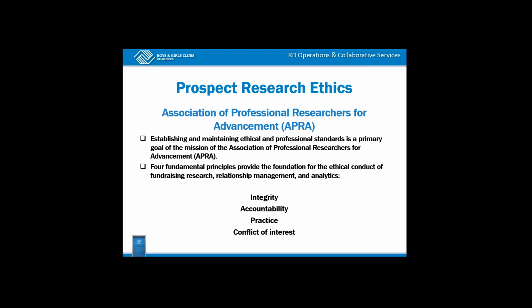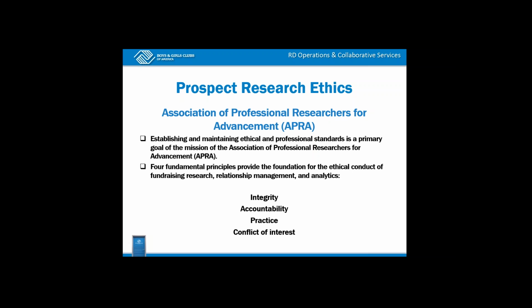And so for the APRA Code of Ethics, we're held to some guiding principles of integrity, accountability, practice, and conflict of interest. We're making sure that we're doing research for the right reasons, and that we're using the information in the correct way, we're accurate in what we do. We're held accountable not only to our organization for the information we find, but also to our donors, making sure that we're being discreet and professional about the type of information we find and how we share it. And then for conflict of interest, we're making sure we're not using this information for purposes outside of our organization.